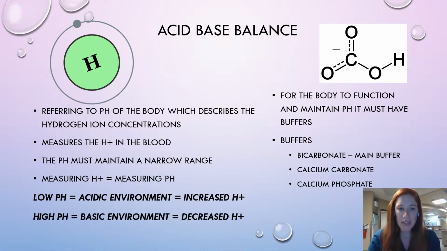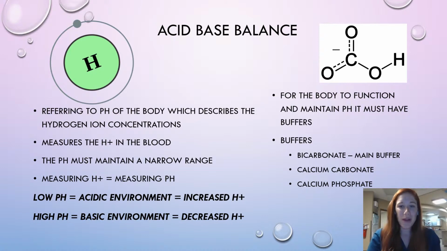Then we can take that a little bit further and think about what kind of environment that entails. If we have a low pH, that is equal to an acidic environment, which means that overall there's an increase in our hydrogen ions. And the counterpart is, if we have a high pH, that is equivalent to a basic environment, which overall equals a decrease in hydrogen ions, okay?